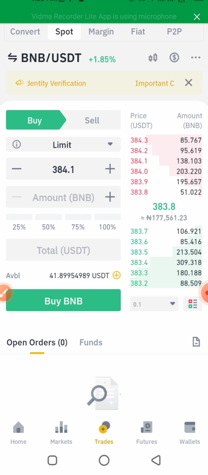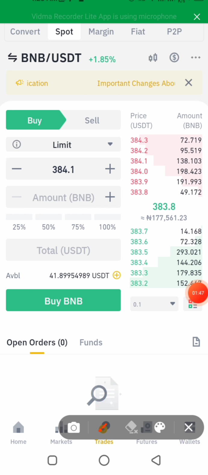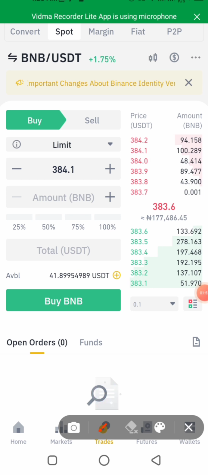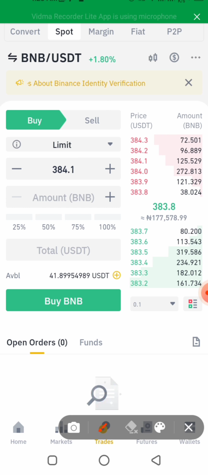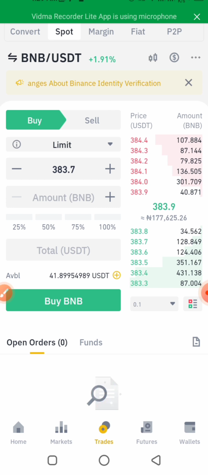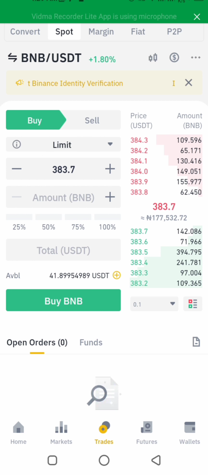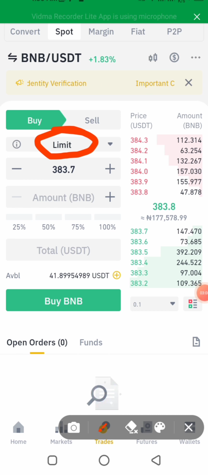And as we all know, we use USDT as a benchmark to trade every other coin. So whichever coin you're going to select must be paired with USDT, unless you want to trade another coin. Here we have different kinds of trading, but I'm going to be talking about the two most popular ones.